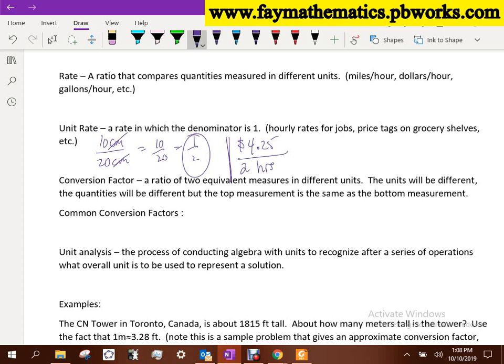Okay, so that is then left with those units, and we have dollars per hour. Okay? So this is read as the word per, right? So if I were to divide this out, I get, what, $2.125. Okay, so that would be $2.125 per 1 hour, right? Does that make sense? Okay, so that is what we refer to as a rate.